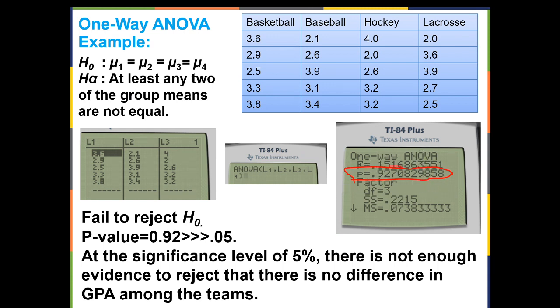Look at that big p-value, 93%. So that means we have strong evidence not to reject this, right? Or you can say we don't have evidence to reject it. That's the better way to put it. So at significance level of 5%, well, look at the p-value, it is 92%. There is not enough evidence to reject that there is no difference in GPA among the teams.